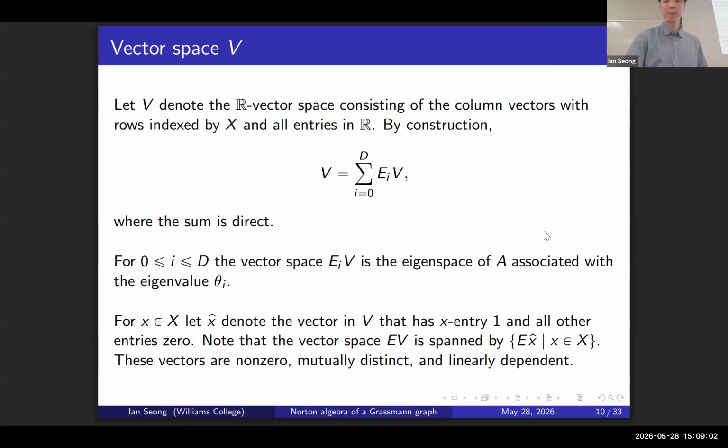And let's introduce one more notation. For a vertex x, let x hat denote a vector in V that has x entry 1 and all other entries 0. One thing to note is that the vector space EV is spanned by simply applying E to x hat while x runs through all the vertices. These vectors are non-zero, they're mutually distinct, and they're also linearly dependent. The way to see that is that the eigenspace EV has a dimension that is 1 less than the number of vertices.